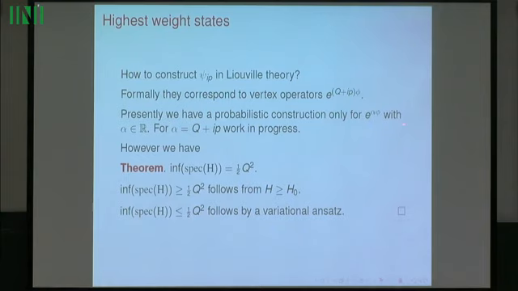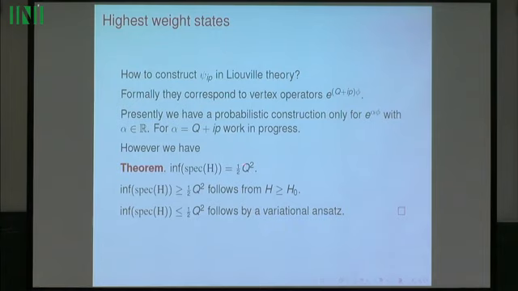But these states here, the vertex operators should actually be complex and not real. That's a tough issue, whether there is a probabilistic construction for that or not. Okay, the thing we can at the moment prove is still that the spectrum starts from half Q squared.